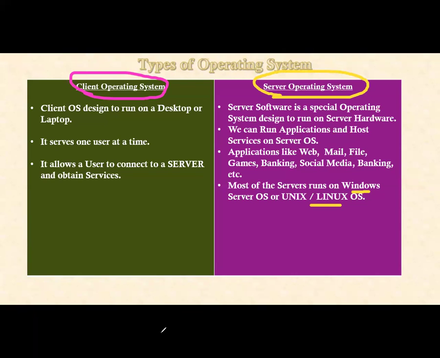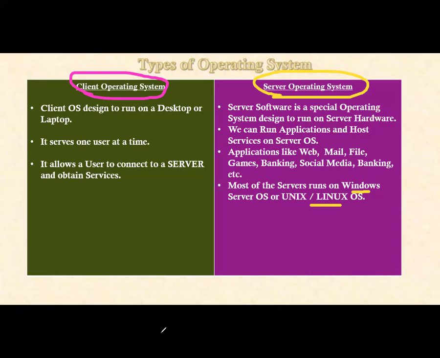See, the client operating system is available from Windows, and the same Windows company also provides the server operating system. Linux people provide the server operating system, and we also have some client distributions from Linux. So both these companies provide both types of operating systems.